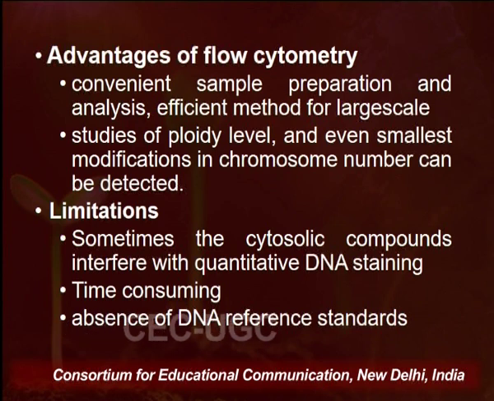There are certain limitations as well. It has been found that sometimes the cytotoxic compounds interfere with the quantity or the DNA staining in the cells. Because the evaluation of flow cytometry largely depends upon the staining of the nuclear DNA, if this process is interfered with by some other cytotoxic compounds, that may give you false results. Now, absence of a DNA reference standard is another limitation, by which you can compare the histograms. So these are a few limitations of this method.